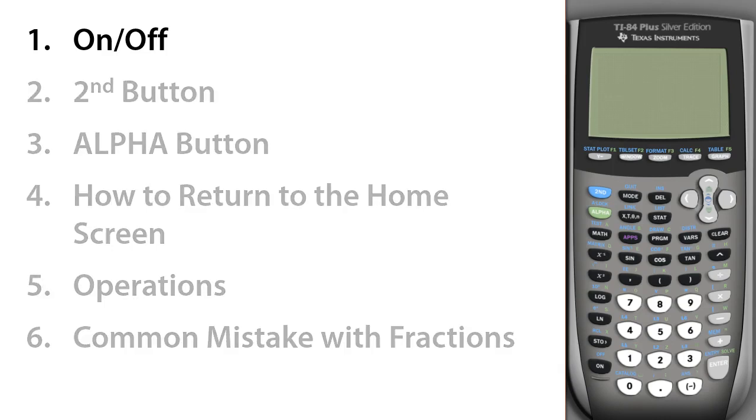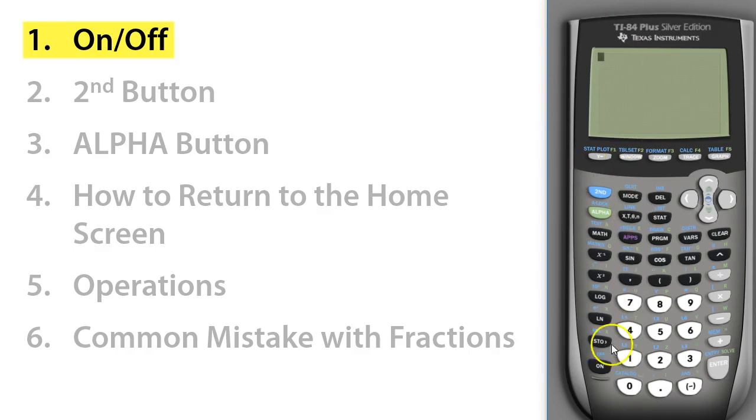Let's start off with turning your calculator on and off. The calculator here is already on, and to do that just press the on button. To turn it off, right above the on there's the off button. It's the same button. To access anything that's in blue, you press second and then that button. So second on would turn it off.